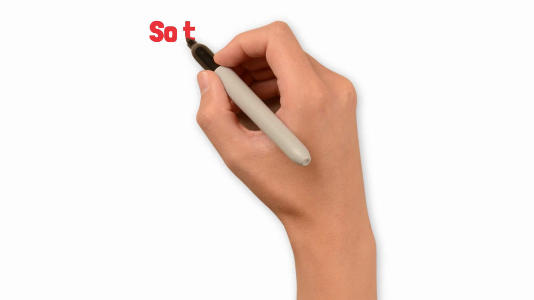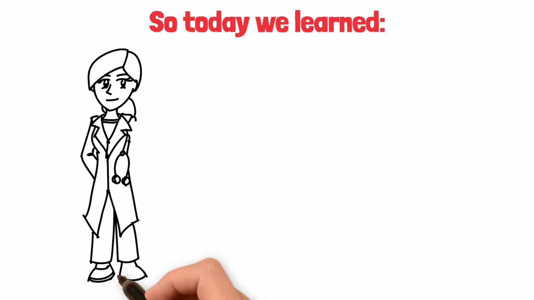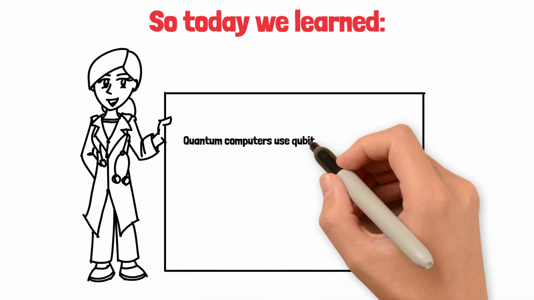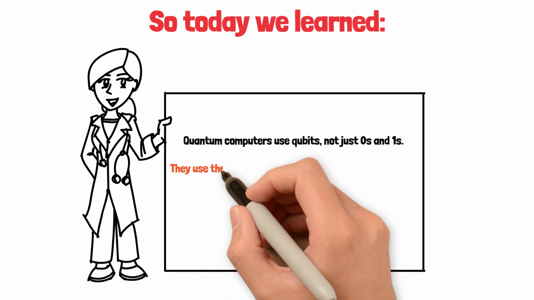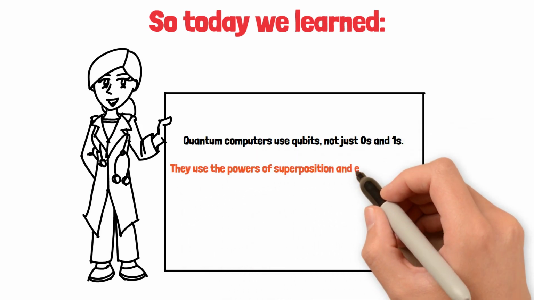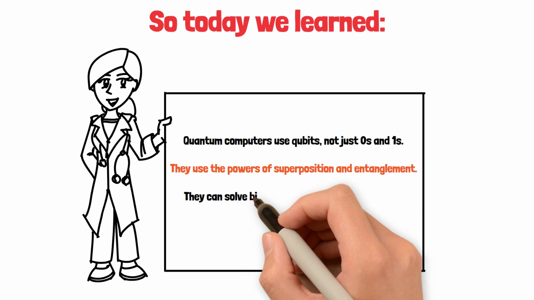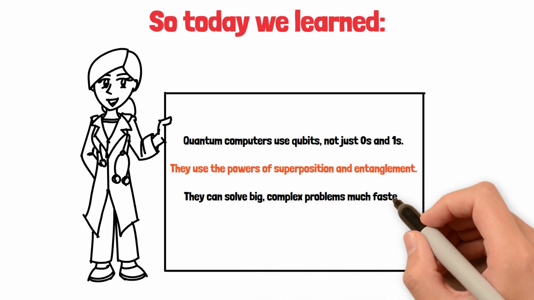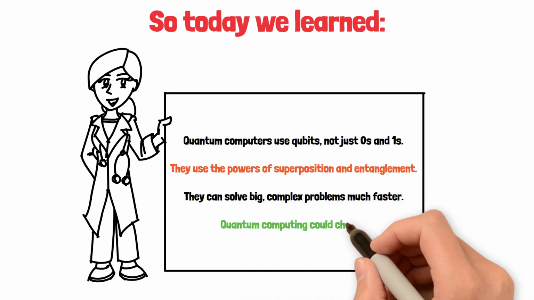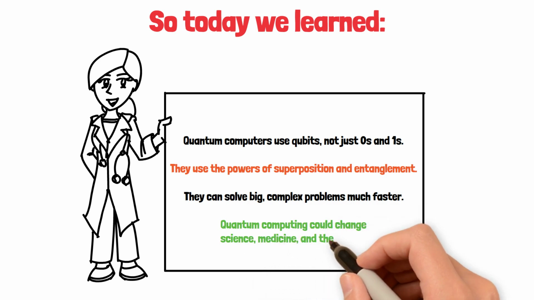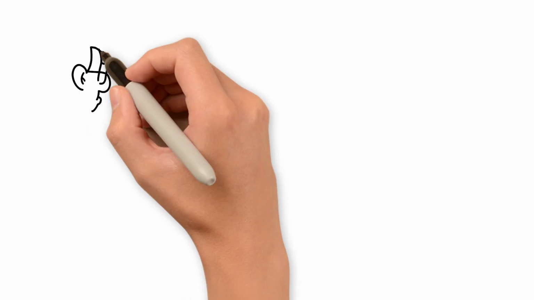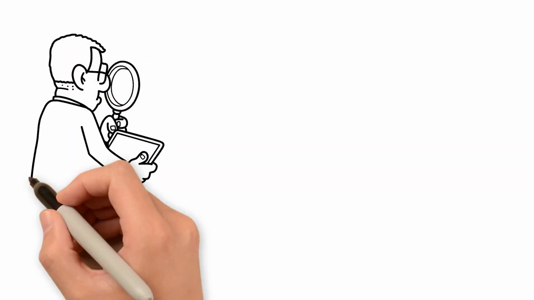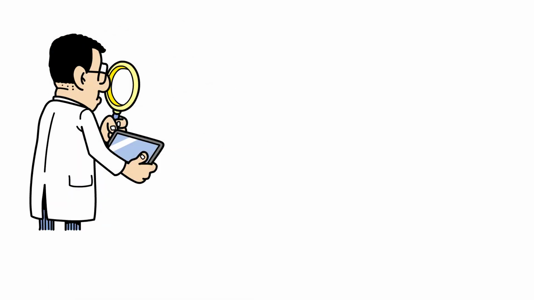So today we learned, quantum computers use qubits, not just zeros and ones. They use the powers of superposition and entanglement. They can solve big, complex problems much faster. Quantum computing could change science, medicine, and the future. It's one of the most exciting fields today, and maybe one day you could be a quantum scientist.